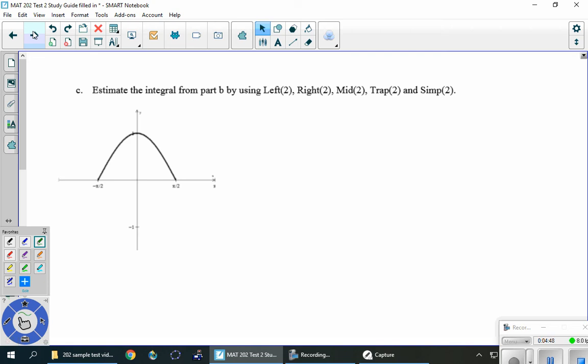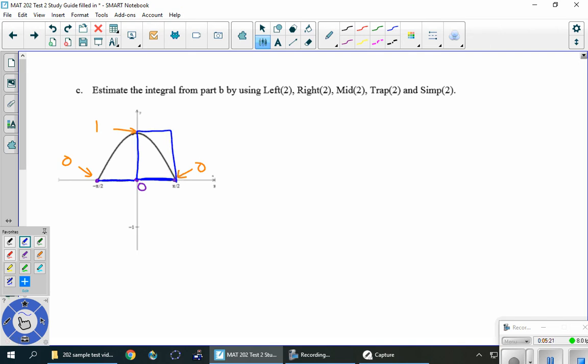Now we're going to start doing some rectangles. If we're doing 2 rectangles, that means we're taking the entire interval and cutting it into 2 equal pieces. So that middle point happens at 0. It feels like we need to know the y-coordinates of each of the 3 points. This y-coordinate is at 0, this one is up here at 1, and this one is back at 0. So let's do left rectangles. A left rectangle, for example on this interval, means we pick the left-hand endpoint, which is there.